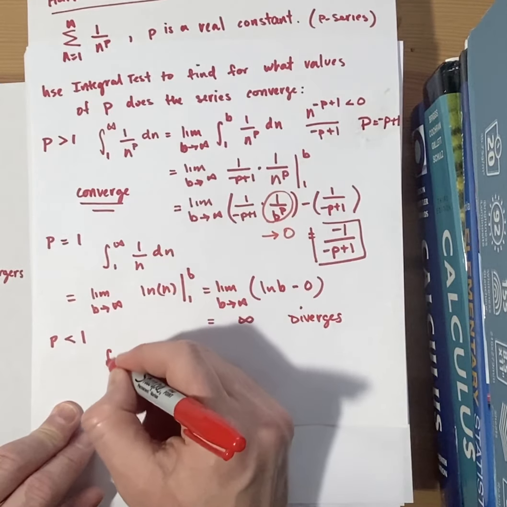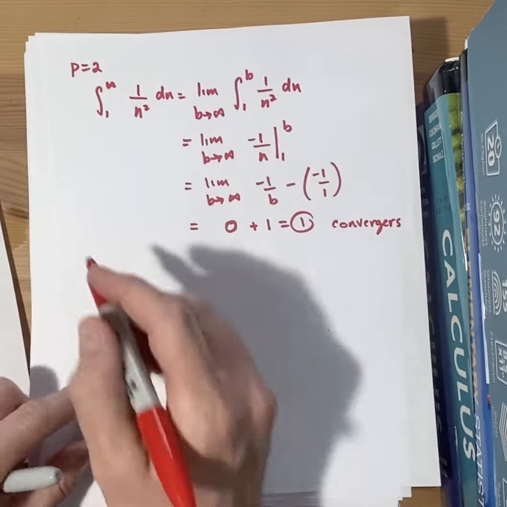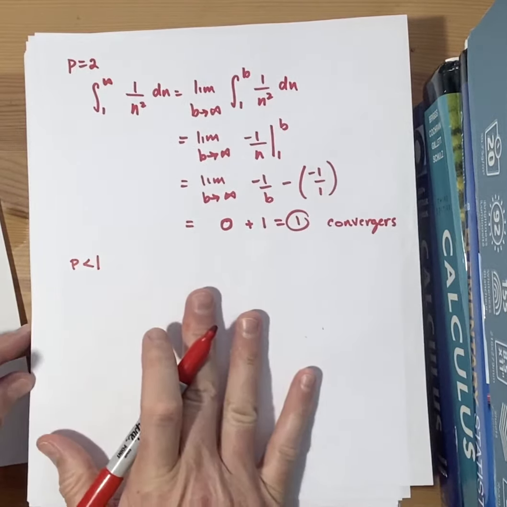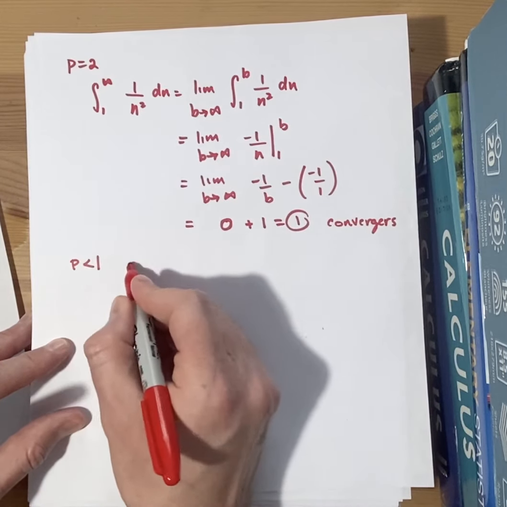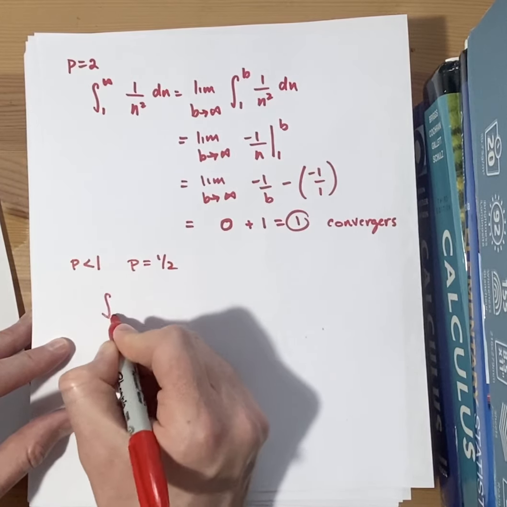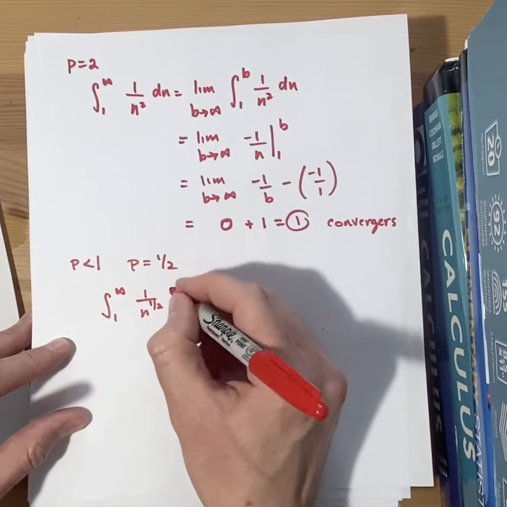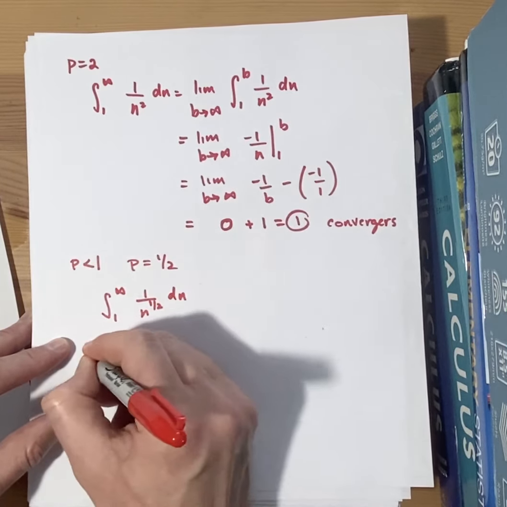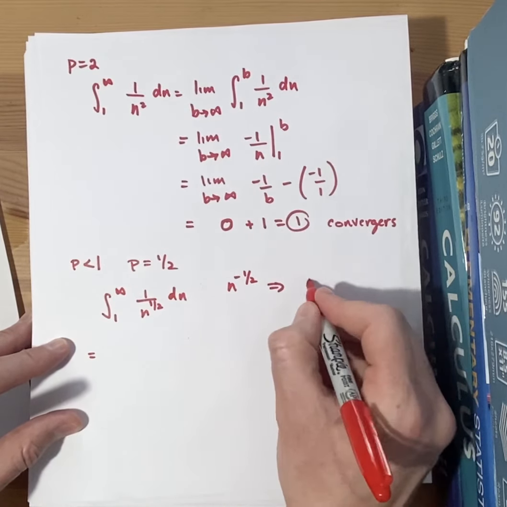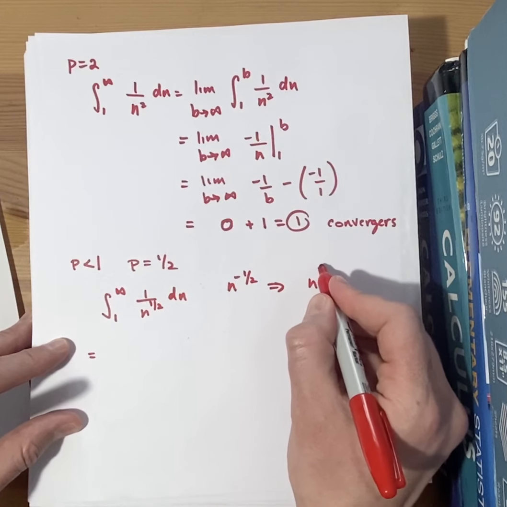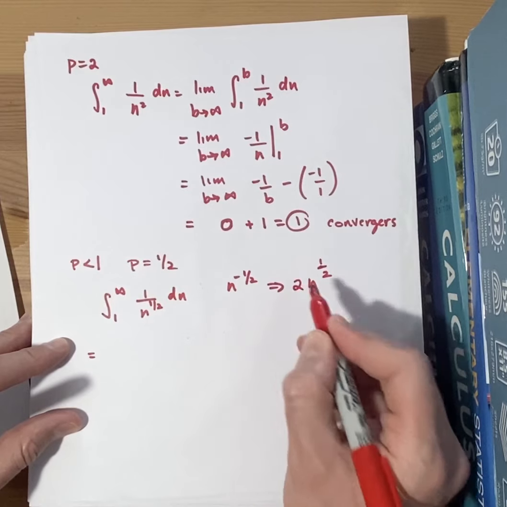And the last one I want to do is, let me go over here, P is less than 1. So let's just pick P to be 1/2. So if P equals 1/2, we could go from 1 to infinity, 1 over n to the half. So I'll do the same thing. Your antiderivative, remember this is negative half, so we add 1. You get n to the positive half, and then multiply by the reciprocal, so you get 2.